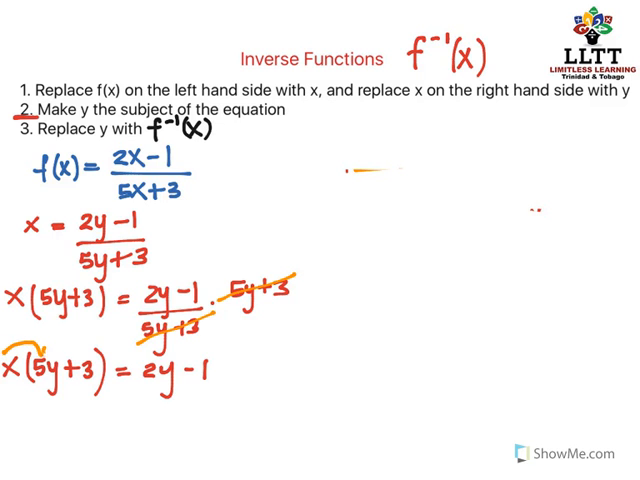Now, on my left-hand side, I'm going to distribute, or multiply by that x. I have to multiply by my first term, and I also have to multiply by my second term. So x multiplied by 5y is 5xy, and x multiplied by 3 is 3x. My right-hand side remains as 2y minus 1.